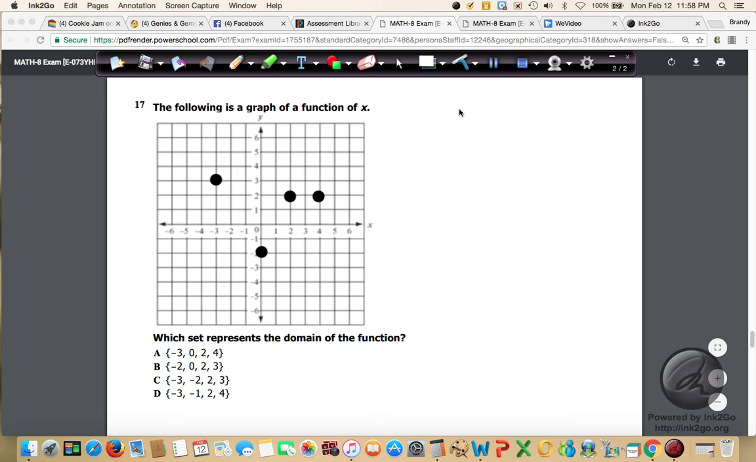Number 17. The following is a graph of a function x. So it's not a linear function, right? It doesn't make a straight line, but that's okay. It can still be a function. So which set represents the domain of the function? Early in the test, we were really looking at the range. Now we're looking at the domain. That's your key word. That's what you want to highlight or underline.